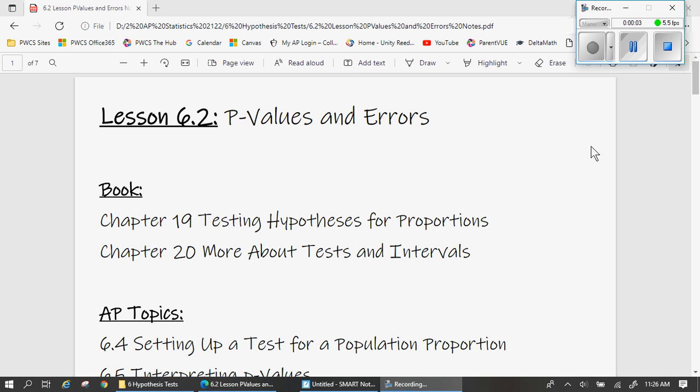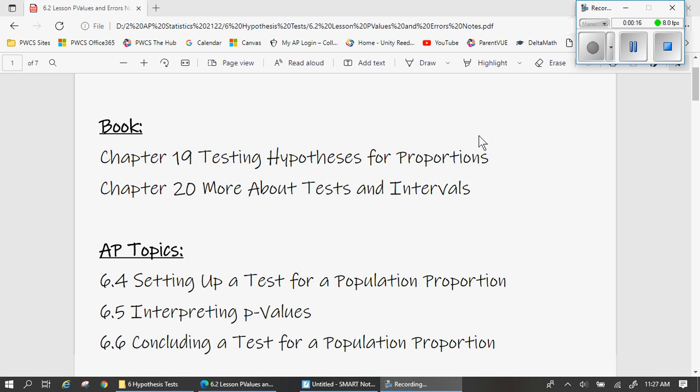Today we're going to continue talking about hypothesis tests for proportions, and we're going to discuss what to do with that p-value we found last lesson, and also some potential errors that we can make when we're doing a hypothesis test.